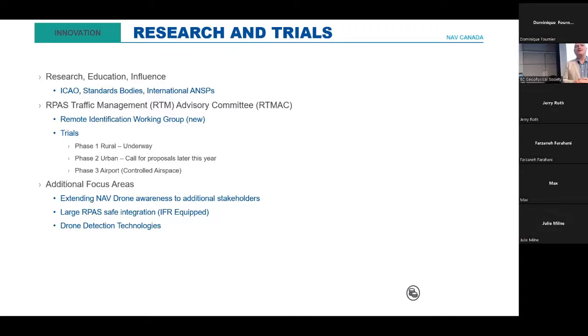So that's all from me, just to give you a quick taster of what the airspace looks like in Canada and some of the considerations. Any questions?